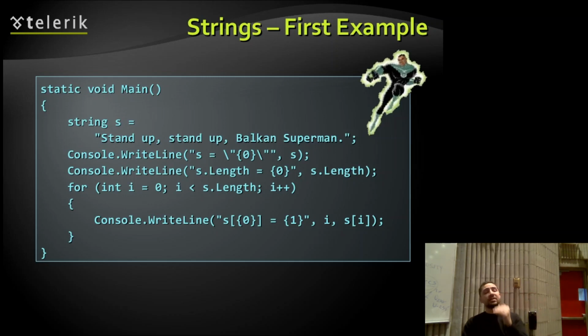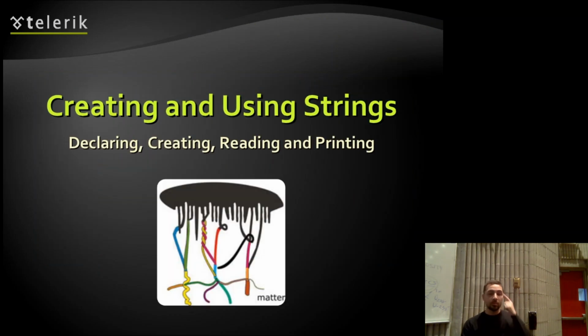S sub 0 is S. S sub 1 is T. S sub 2 is A. And D, and so on and so forth. It's just to show that you can access the whole string or an individual element. Okay.